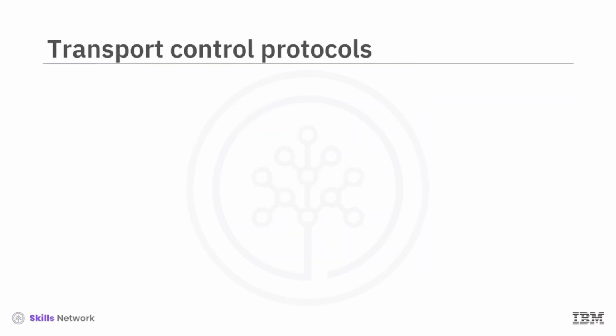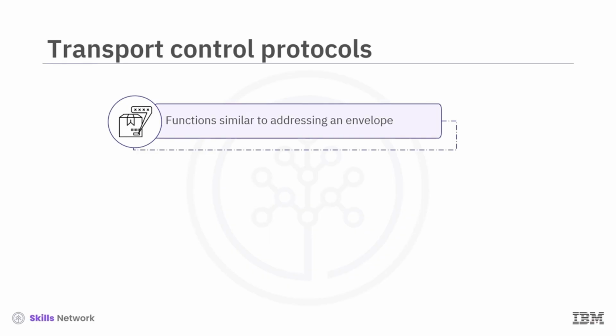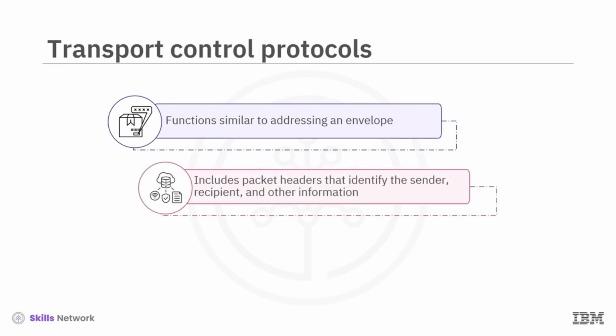Let's begin by differentiating between Transmission Control Protocol, or TCP, and User Datagram Protocol, or UDP, based on their characteristics and use cases. Transmission Control Protocol, or TCP, is like the envelope you put a letter into. TCP is similar to an envelope where you write the sender's address, the destination address, and other information. Like the front face of the envelope, the packet header identifies the sender, the intended recipient, and other information.